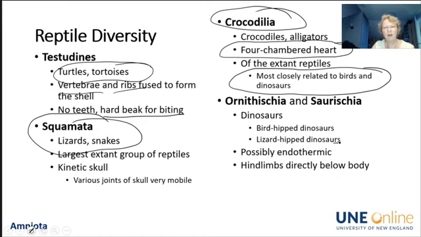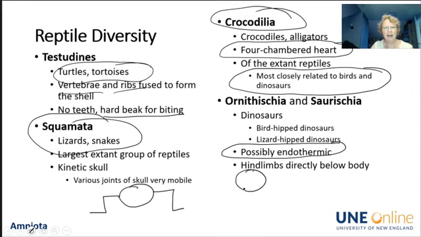There's been a lot of debate. Are dinosaurs ectothermic or endothermic? There's some good evidence that at least some of them were endothermic. And an interesting thing about the dinosaurs is where their hind limbs are located. If you look at a lizard, their legs come out parallel to their body, whereas in a dinosaur, the legs come directly down. It's an adaptation for movement and being able to bear increased body weight.